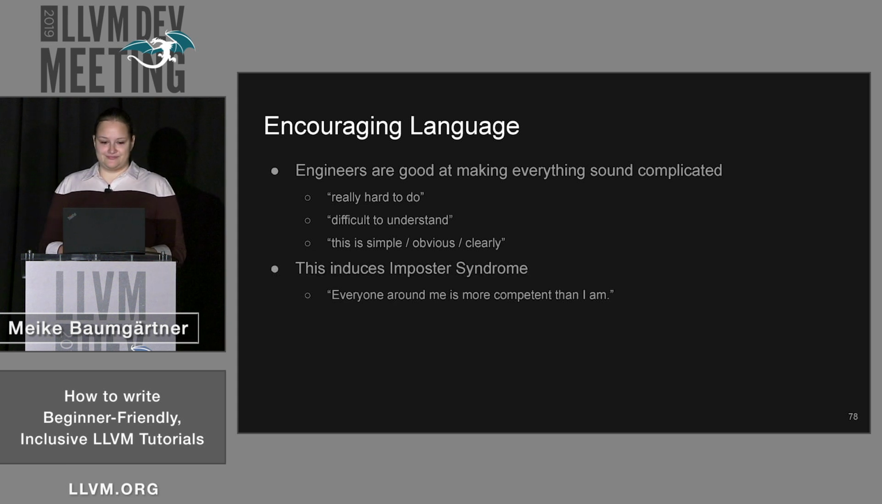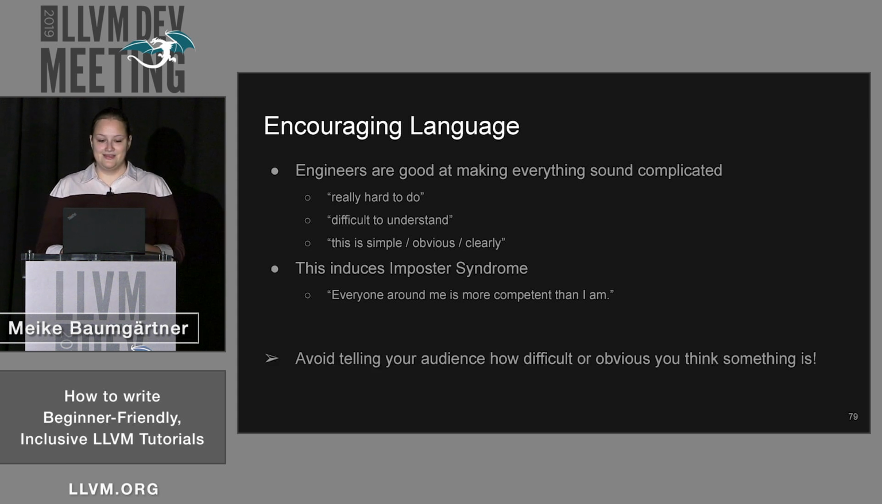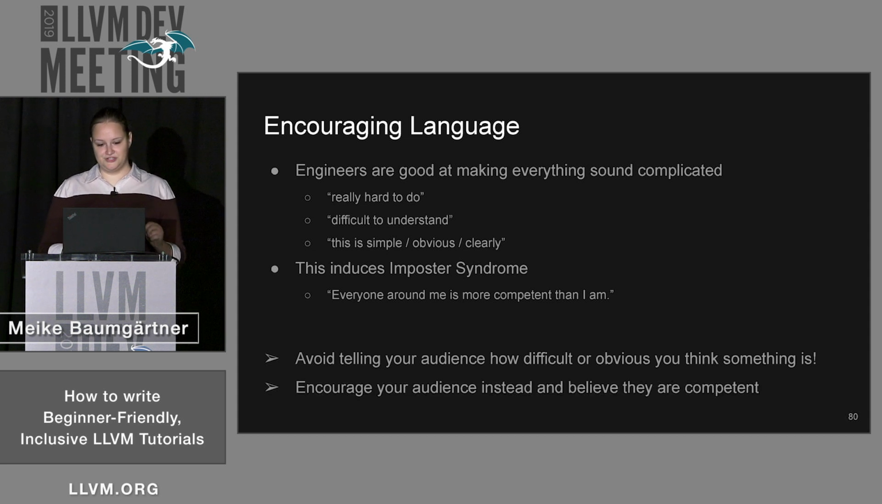This induces imposter syndrome, and you really don't want the newcomer to be discouraged and just stop doing what they're doing because they feel they won't be competent enough to actually complete the tutorial or to understand the documentation. Avoid telling your audiences how difficult or obvious you think something is, because likely you don't know their background and you might be wrong. And encourage your audience instead and believe they're competent. So if you wanted to say anything about difficulty or obviousness, just encourage them to go on.